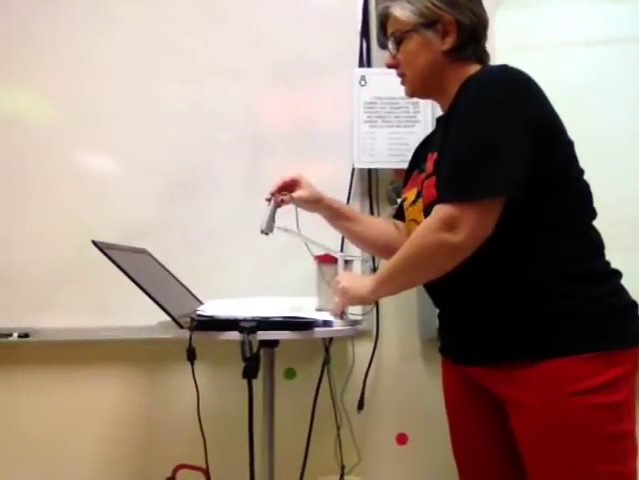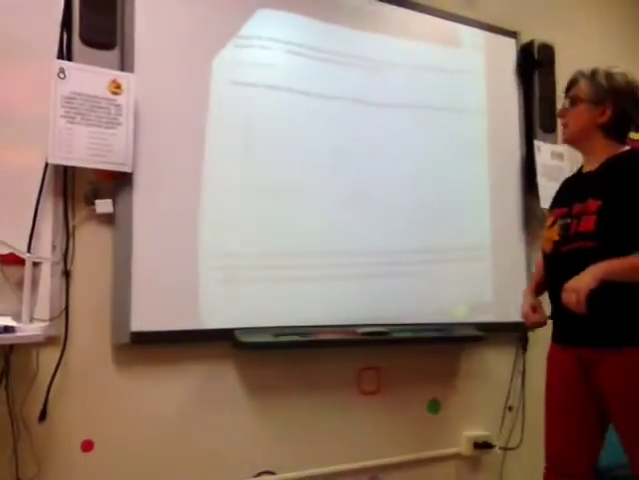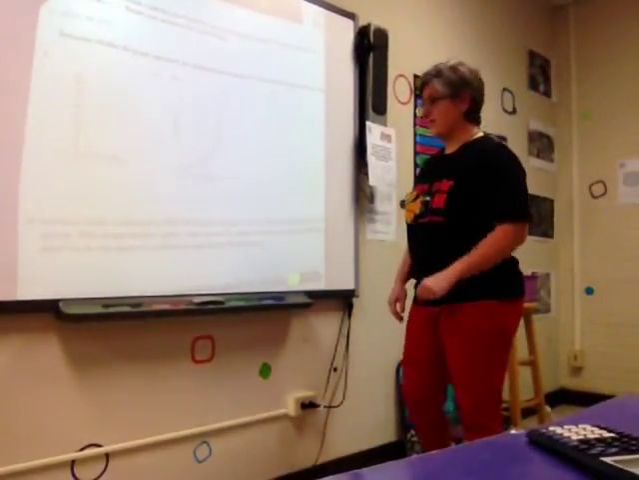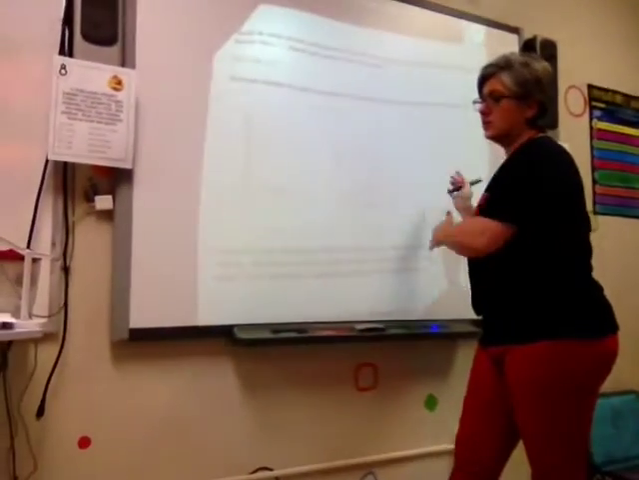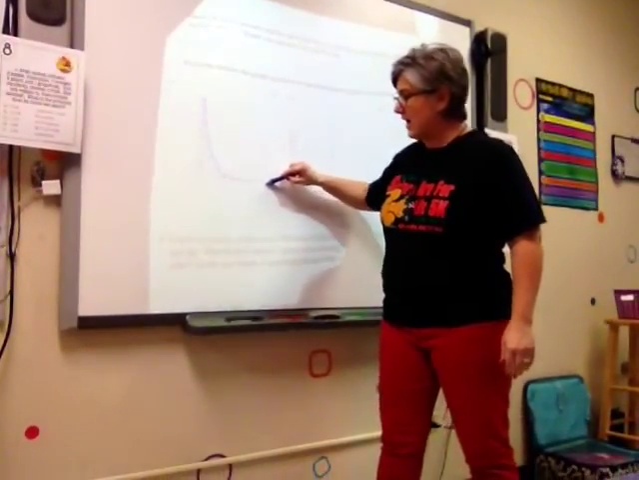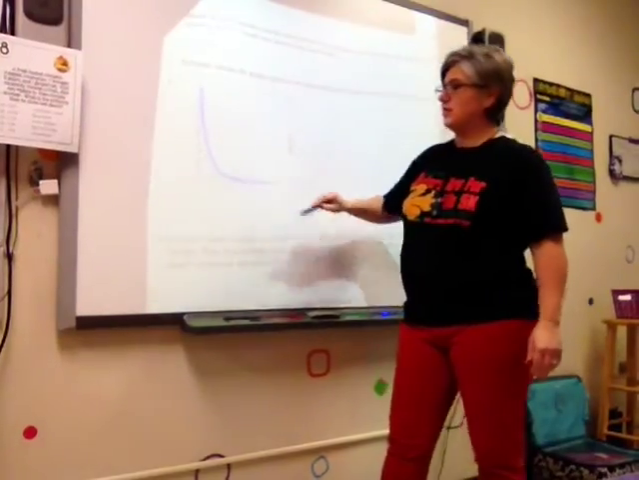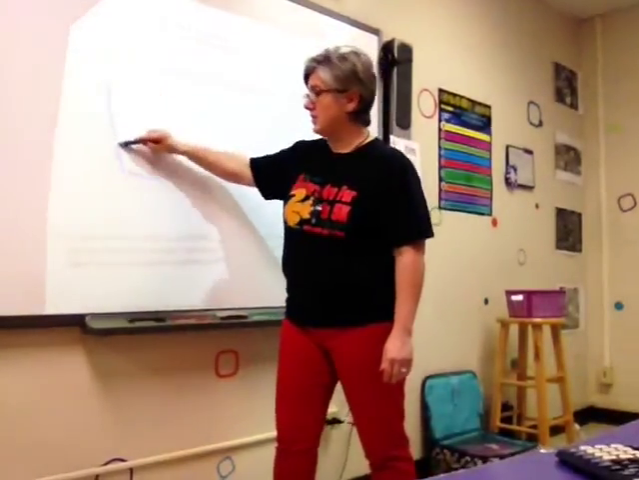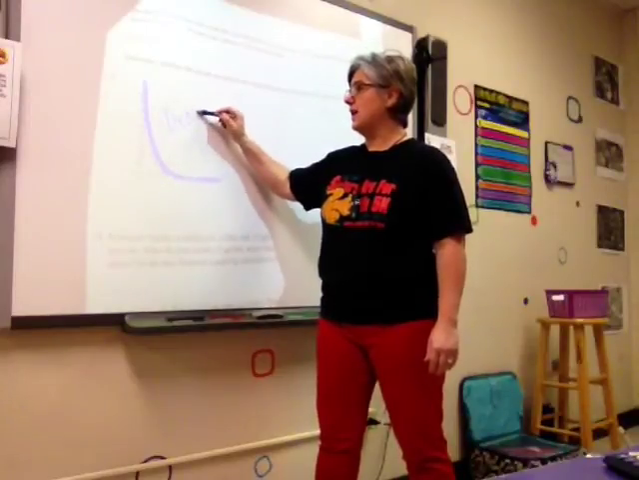Okay, next section. Determine whether the graph represents an exponential growth function, an exponential decay function, or neither. Remember, you always read a graph from left to right. So as you move from left to right on this graph, is it increasing or decreasing? Decreasing. It's going down, so that makes this exponential decay.